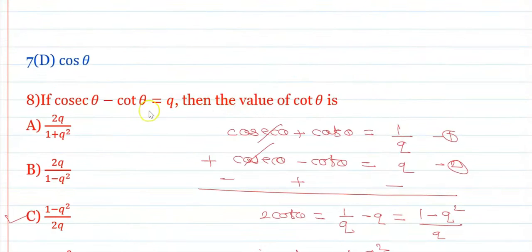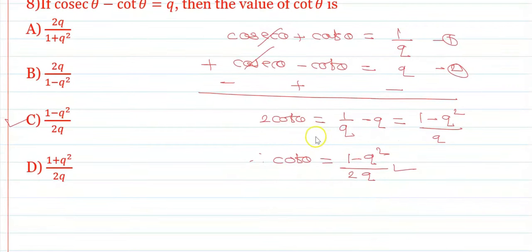We have cosec theta minus cot theta is Q. Therefore, cosec theta plus cot theta is its reciprocal. Subtract the given equation from this equation, and then you will get 2 times cot theta is equal to 1 by Q minus Q. If we simplify, you will get 1 minus Q square upon Q, and hence cot theta is equal to 1 minus Q square upon 2Q.